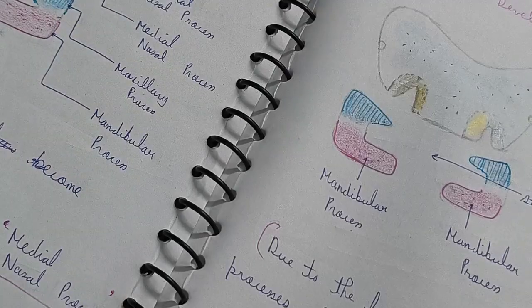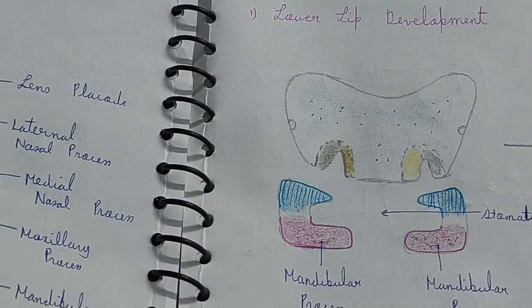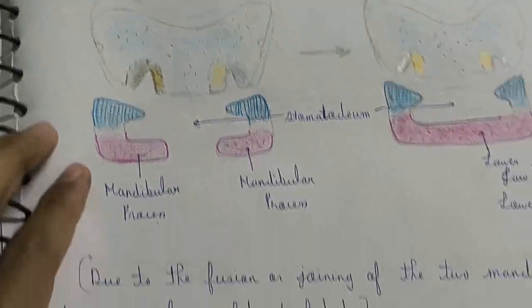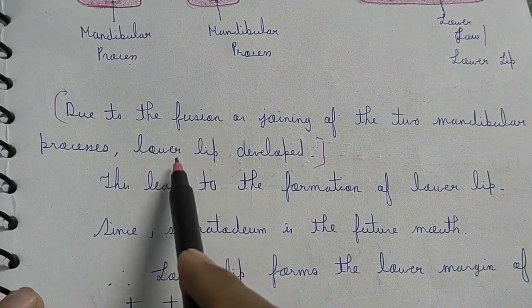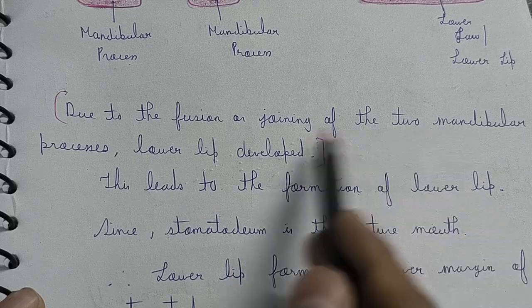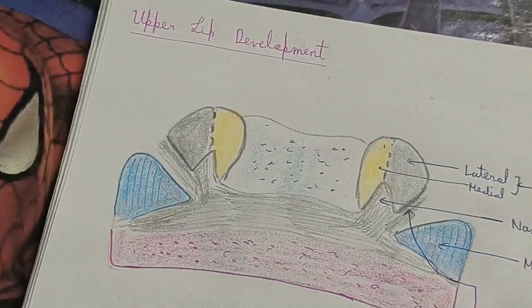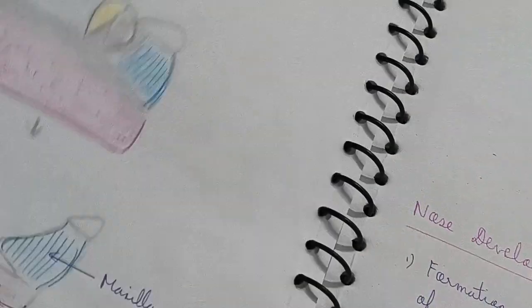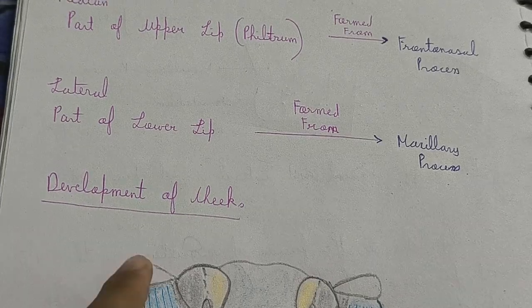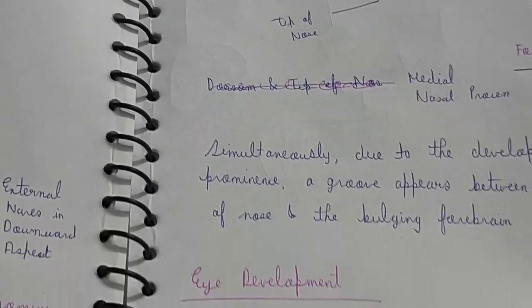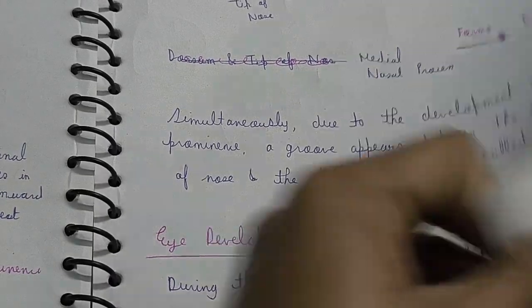Here you can see, first of all I discussed the lower lip development, which develops from the fusion of two mandibular processes. Then I discussed the upper lip development, then the development of the cheek, then nose development, and then finally eye development.